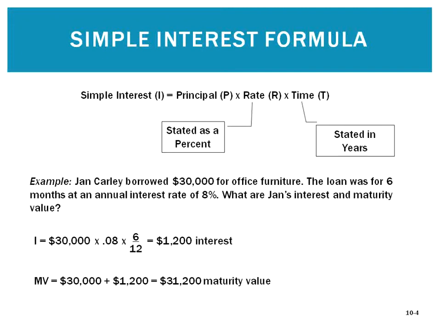So, John Carley borrowed $30,000 for office furniture. The loan was for 6 months at an annual interest rate of 8%. What is John's interest and maturity value? So number 1, he borrowed $30,000. So that is your principal. The loan was for 6 months. That's your time. And it was at a rate of 8%, right?